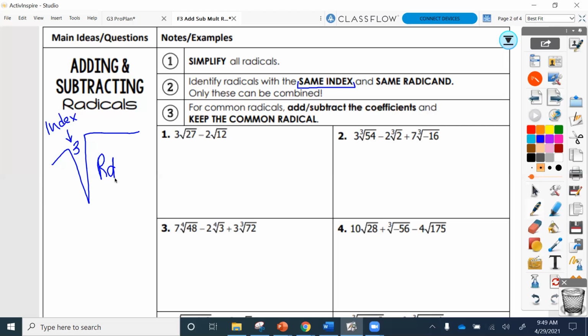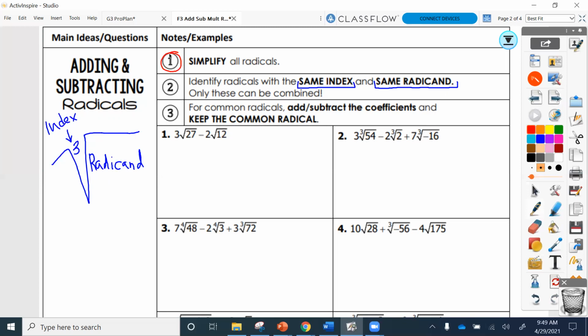And then the number under the radical sign is the radicand. Let's make that more legible. So in order to be like terms, they have to have the same index and the same radicand. Then you can combine it. So of course, first you're going to simplify all radicals. So let's try this first step.